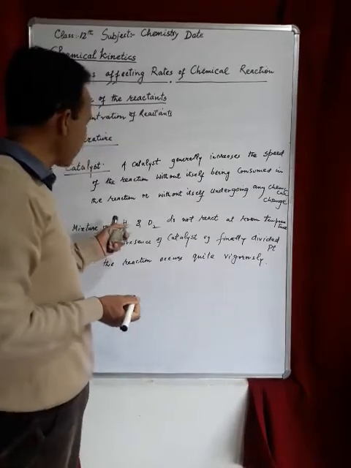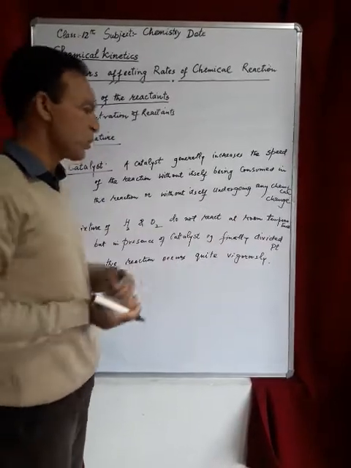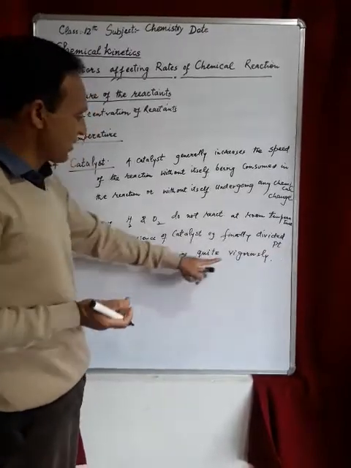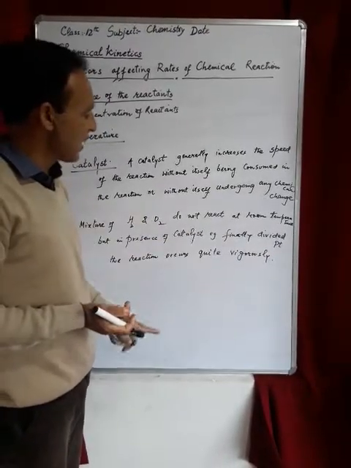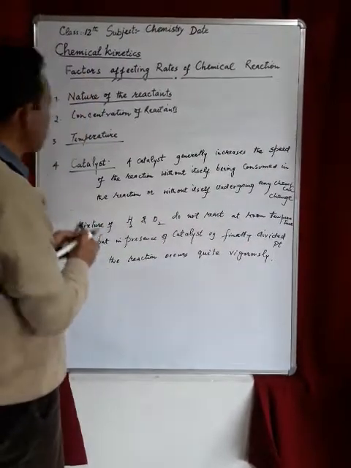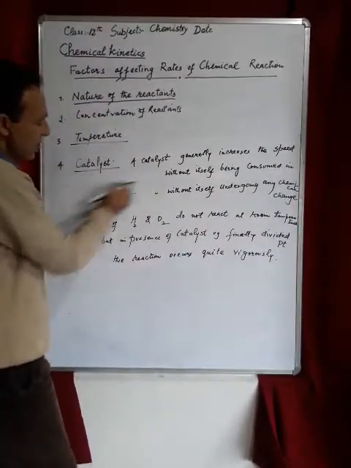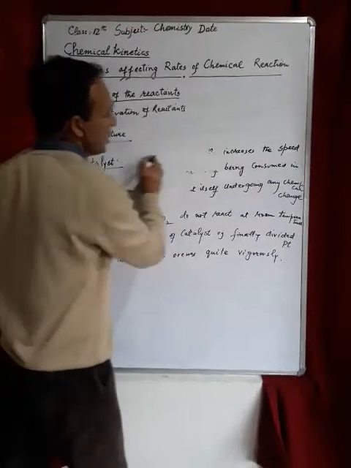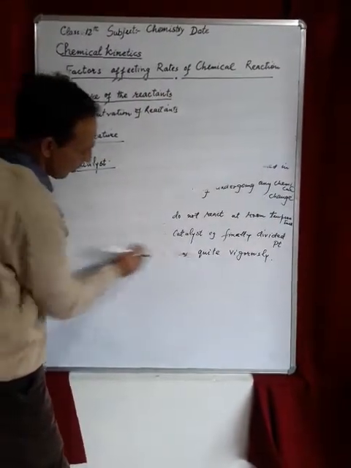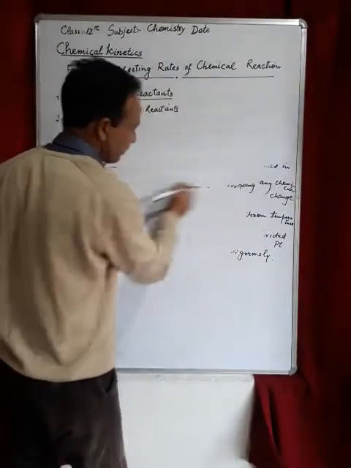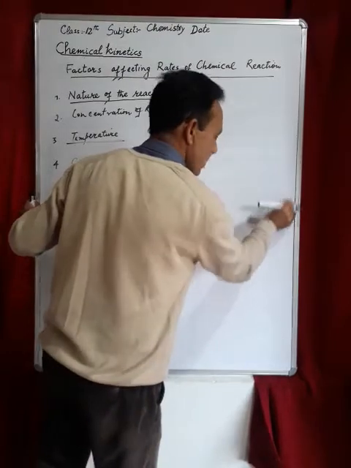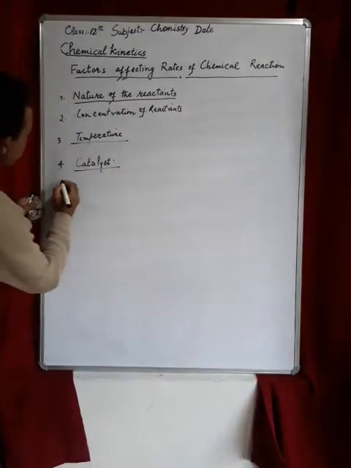यहाँ हम सिंपल रिएक्शन हाइड्रोजन और ऑक्सीजन रूम टेम्परेचर पे नहीं रिएक्ट करते हैं, लेकिन कैटलिस्ट के होते हुए जैसे कि फाइनली डिवाइडेड प्लेटिनम हम ले लें तो दे रिएक्ट वेरी विगरसली एंड फॉर्म द प्रोडक्ट. दिस इज द इफेक्ट ऑफ द कैटलिस्ट ऑन the rate of chemical reaction. Next is exposure to radiation.